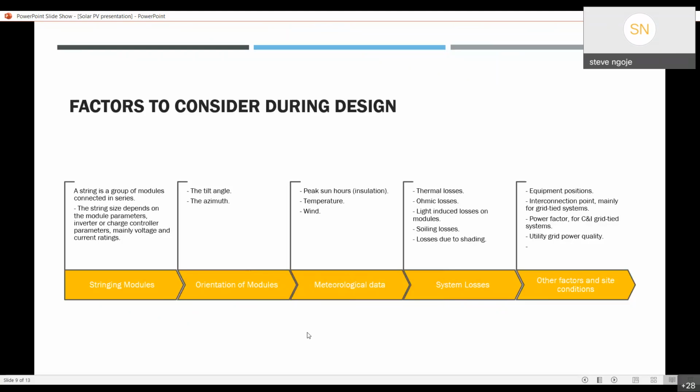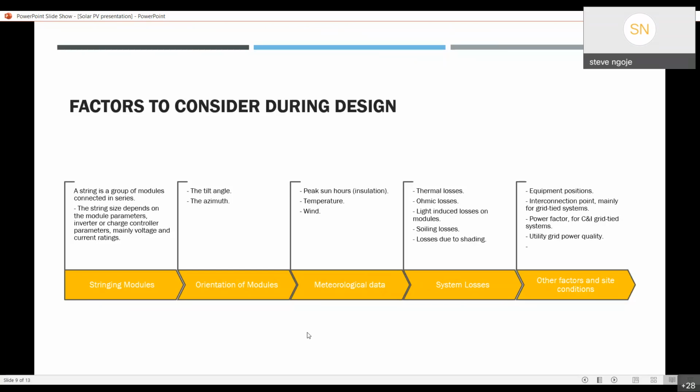So in a string, first of all, modules need to have everything similar, be it the number of strings, the orientation, the side they're facing, how much, everything about them needs to be the same. They must be of the same current and voltage, in the sense that they need to be the same product. If it is a 550 watt peak module, all of them must be 550. If it is 100, all of them must be 100 watt peak.